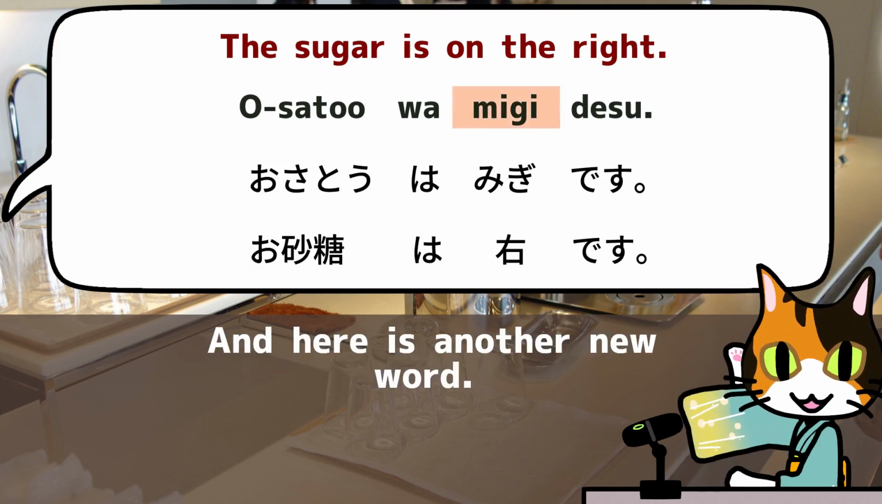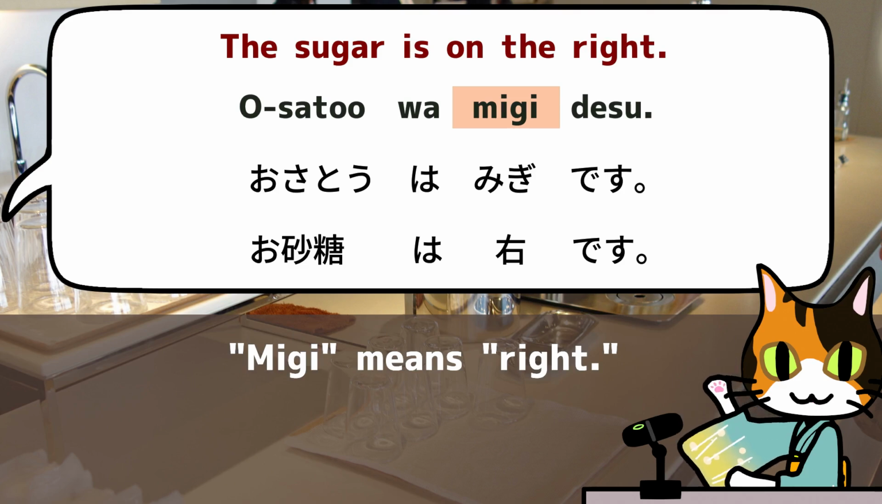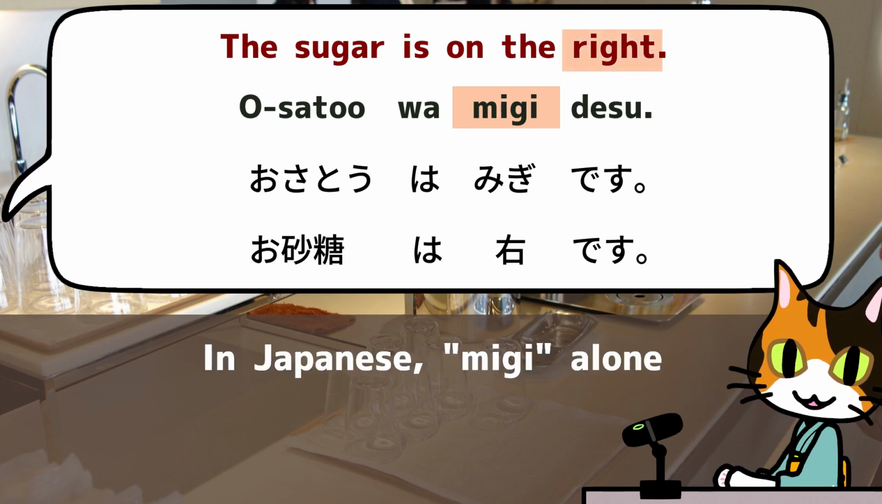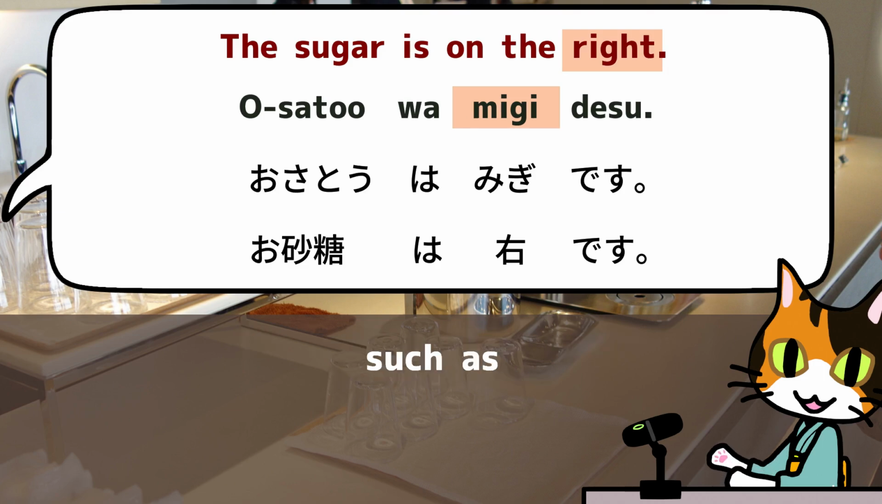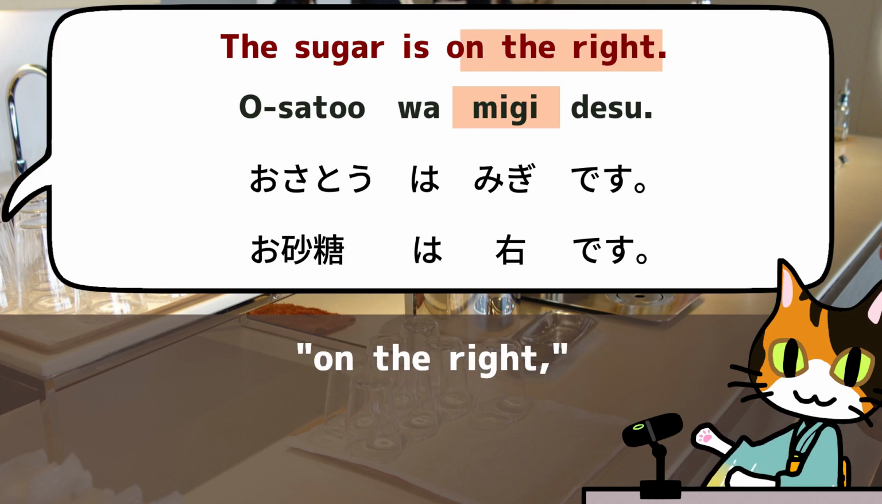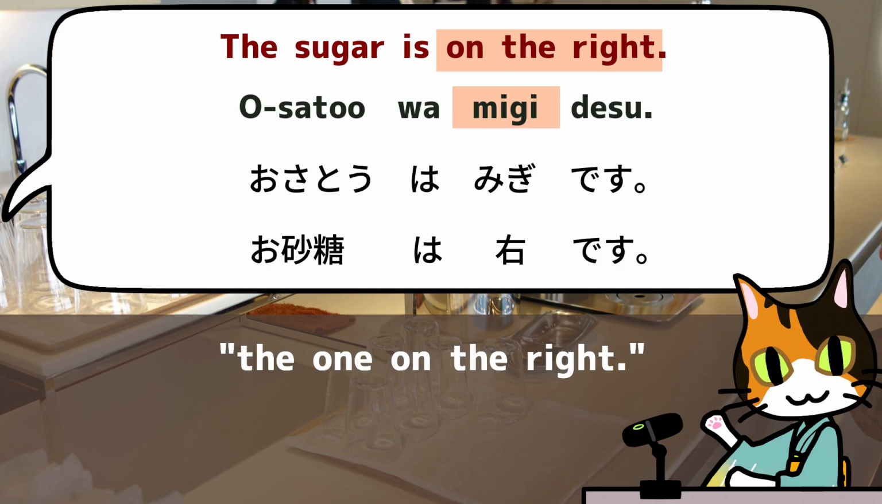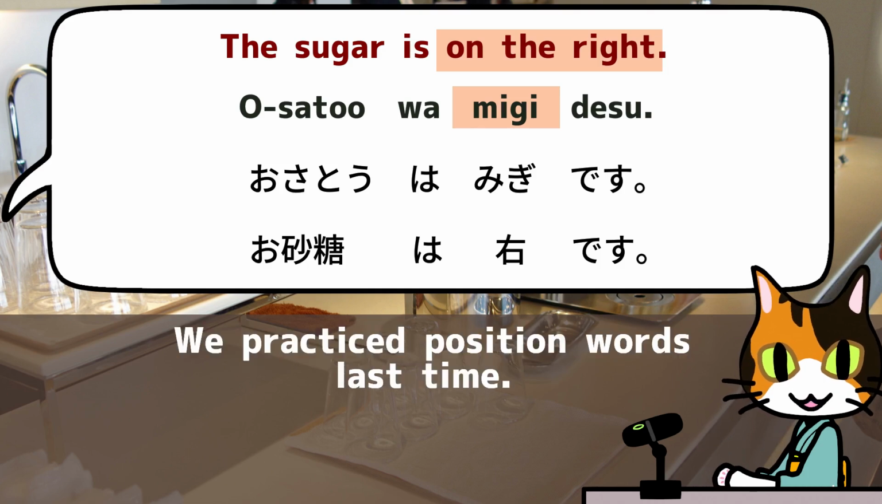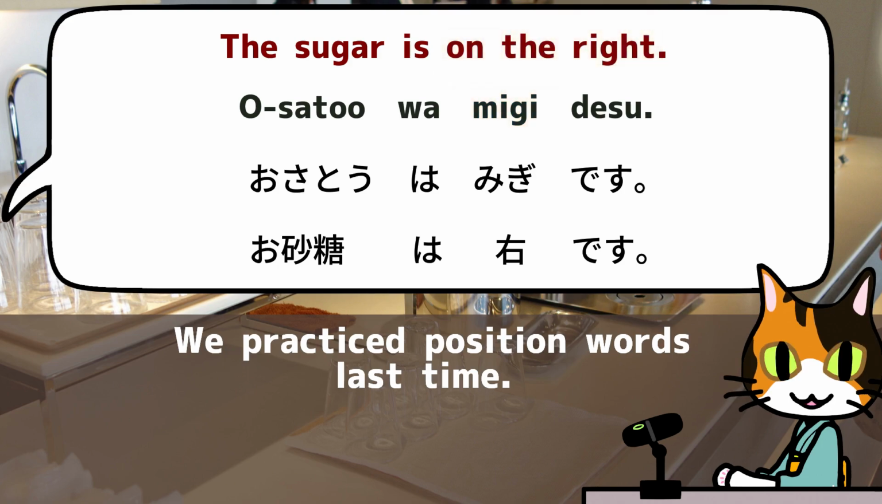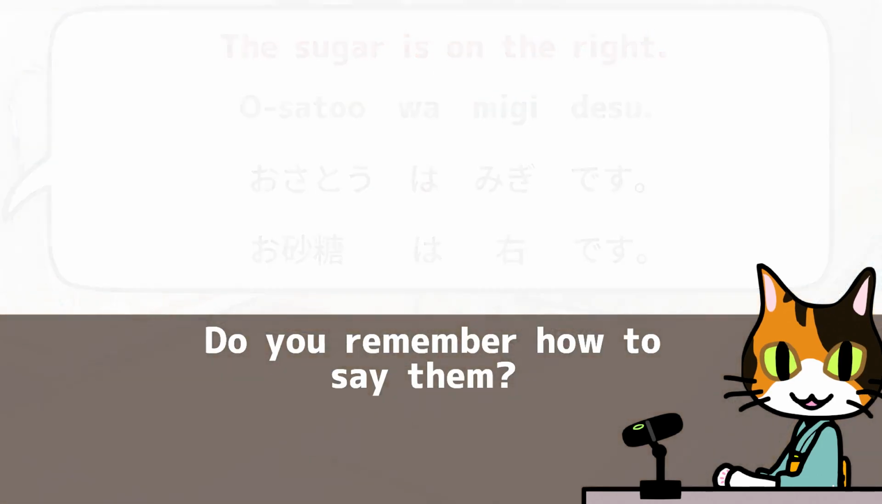And here is another new word. Migi means right. In Japanese, migi alone can have a wide range of meanings, such as, to the right, on the right, or, the one on the right. He is explaining that the container on the right is sugar. We practiced position words last time. Do you remember how to say them?